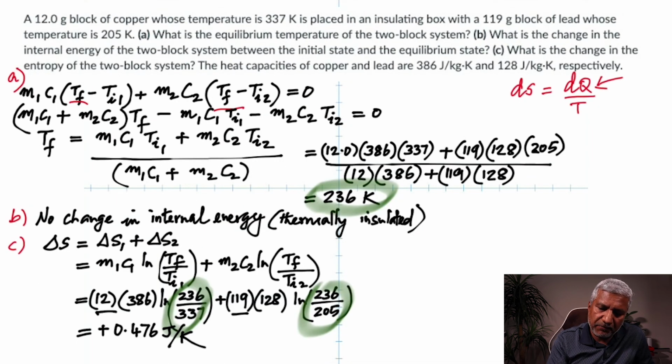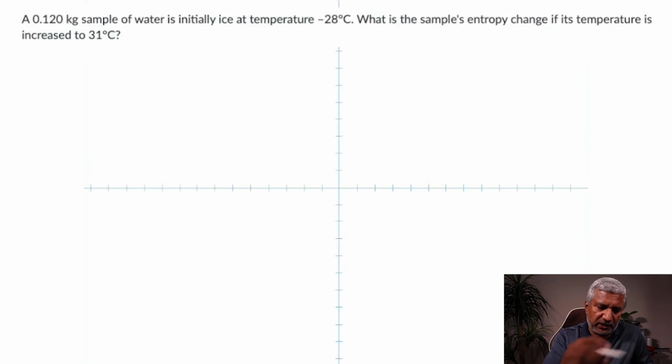We did this. So we are on this one now. This one is again where a student spends more time. It's again change in entropy. So, all right, the question goes, a 0.120 kilogram sample of water is initially ice at negative 28 degrees Celsius. What's the sample's entropy change if its temperature is increased to 31?